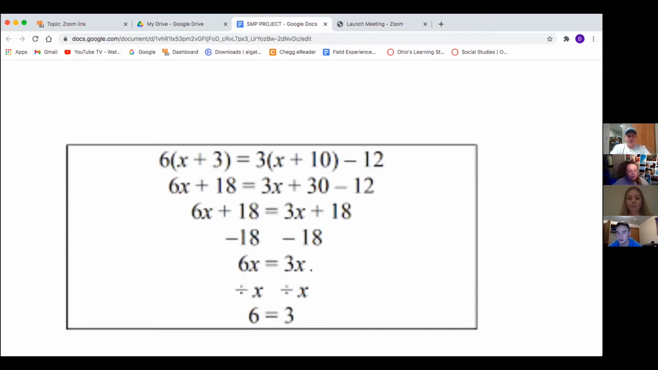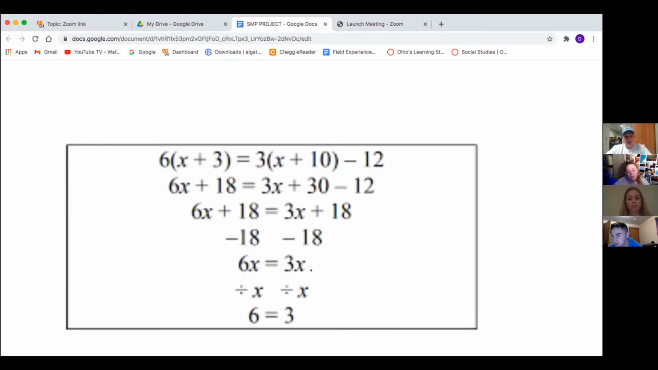Hang on, that doesn't make any sense. 6 can't equal 3. Of course, we need to keep x in the equation so we can figure out what it is equal to. Instead, we got rid of it. Oh, I know. x can equal 0. Look, if you do 6 times 0, that equals 0. And 3 times 0, that equals 0. So x equals 0. This should work in the original equation.